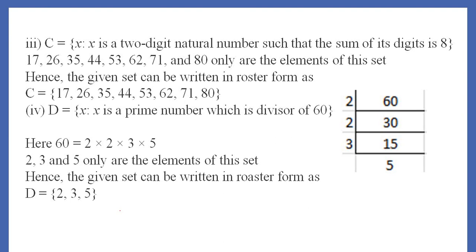Next we take 3. Now which natural number should you add with 3 to get 8? 5. So the next 2-digit natural number is 35. Next we take 4. Which natural number should you add with 4 to get 8? Obviously it is 4. So the 2-digit natural number is 44. In a similar way we take the next elements, that is 53, 5 plus 3 is 8, 62, 6 plus 2 is 8, 71, 7 plus 1 is 8, and 80, 8 plus 0 is 8.